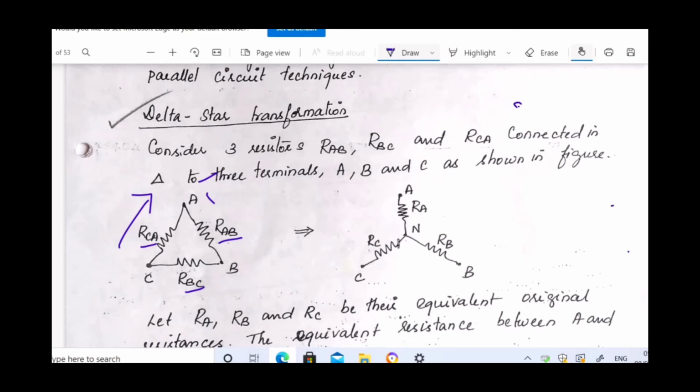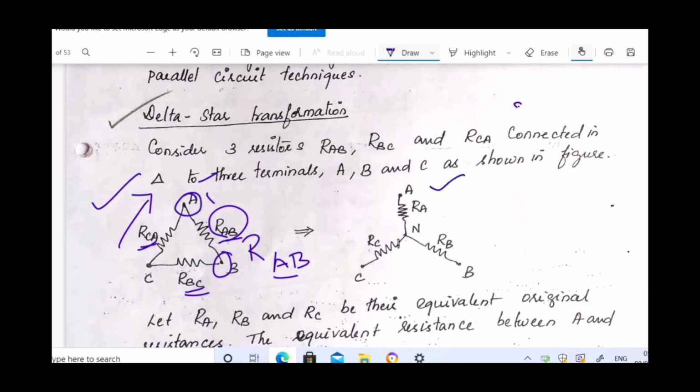Fine. Two terminals are required, so this resistor is connected between two terminals. That's why the suffix has two letters: AB, A to B; BC, B to C; CA, C to A. Well, so this is the delta structure.